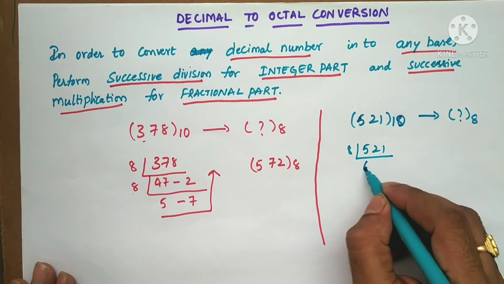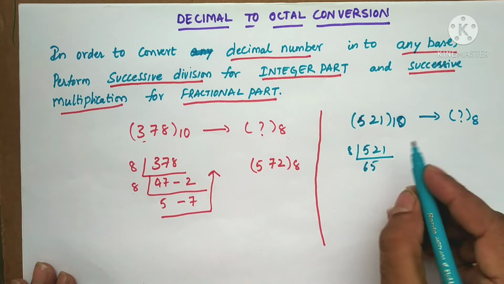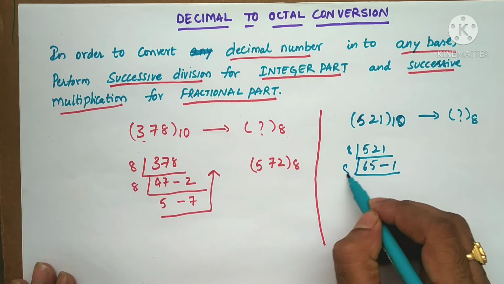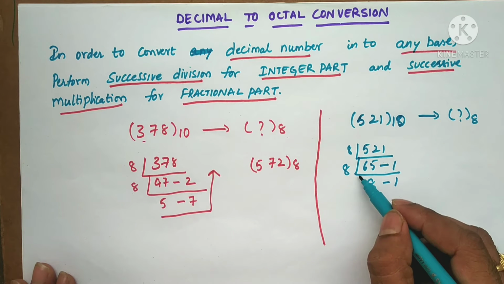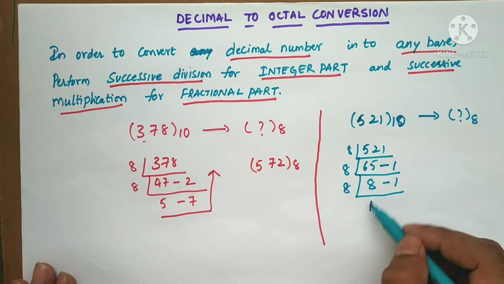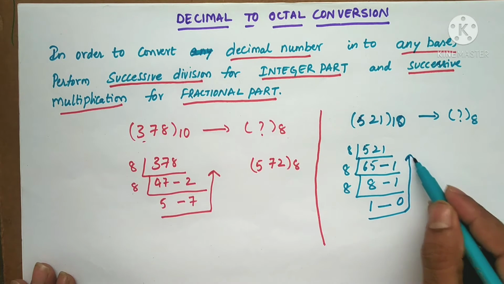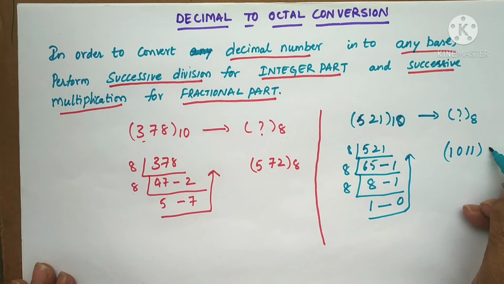The answer is 65. 65 into 8 is 520, so the remainder is 1. Now 8 8s are 64, the remainder is 1. And again 8 1s are 8, the remainder is 0. So 521 means 1011 base 8.